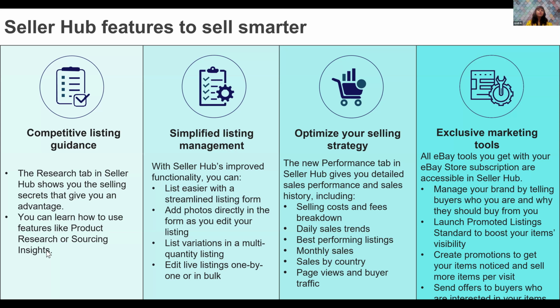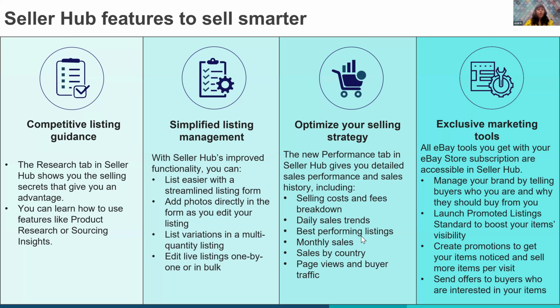You can manage your store's marketing activities in the Seller Hub's marketing tab, making it easy to manage your brand by telling buyers who you are and why they should buy from you, launch promoted listings to boost your items' visibility and reach more buyers, create promotions through Discounts Manager to get your items noticed and sell more items per visit. And last but not the least, send offers to buyers who are interested in your items.